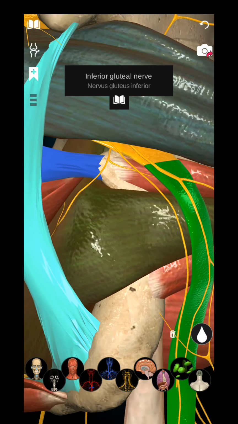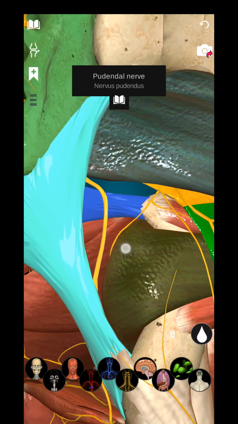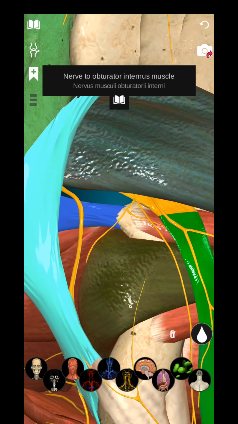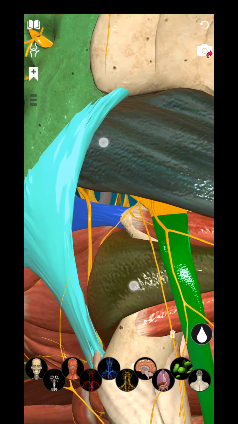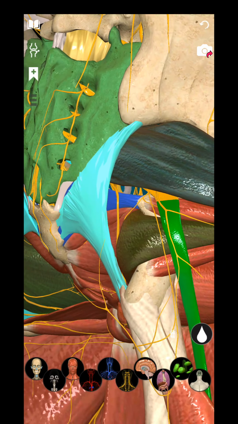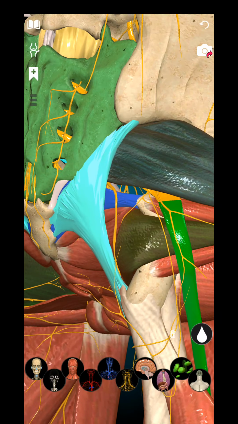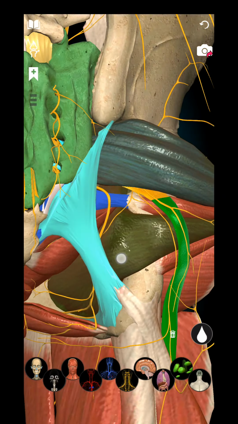Then there are two nerves of the pelvic structures that you are seeing. One is the pudendal nerve and another one is the nerve to obturator internus. These are forming inside the pelvic cavity from the sacral plexus only, exit through the greater sciatic foramen, wind around this part of the sacrospinous ligament and the ischial spine, and then they enter the perineum.